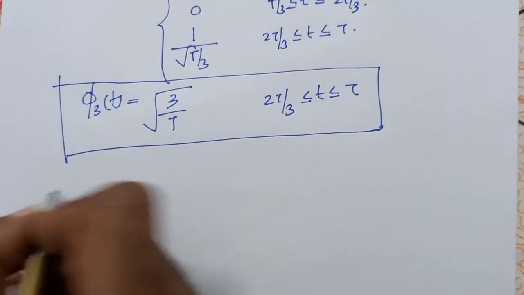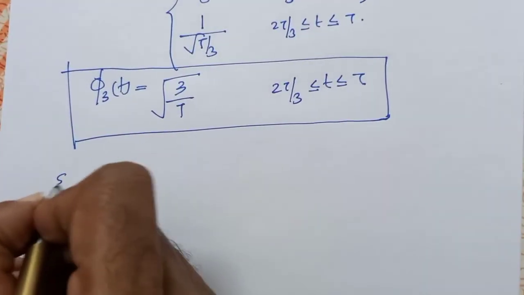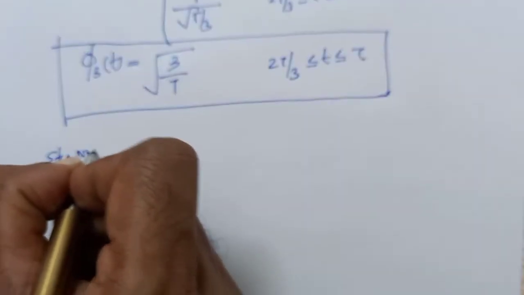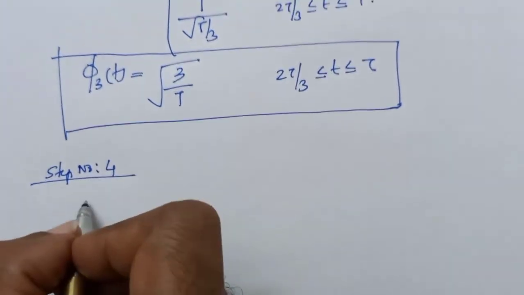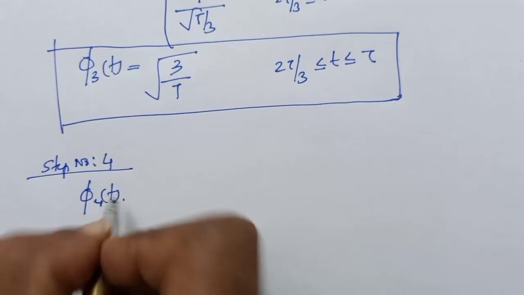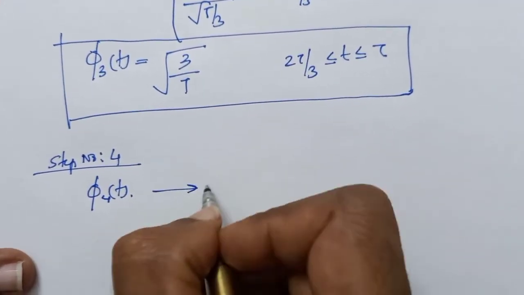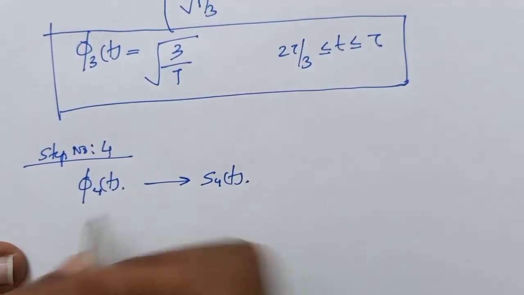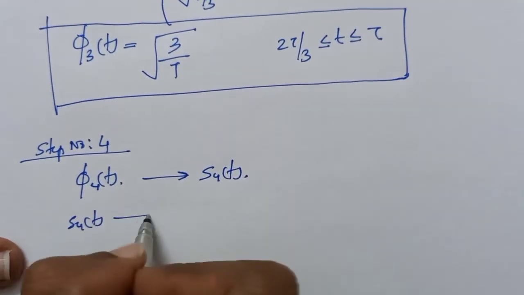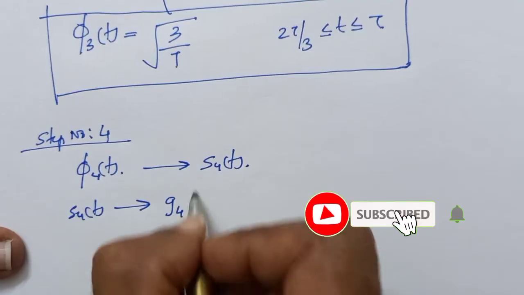Similarly, we can find step number 4. That is, similarly we can find S4(t). How will you find S4(t)? For finding S4(t), you need to choose s4(t), and from s4(t), you need to find the intermediate function g4(t).